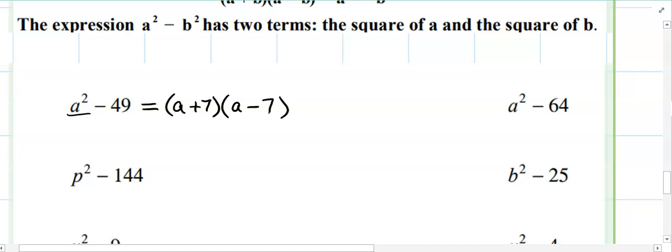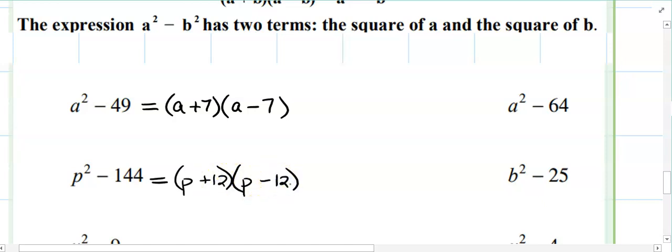Notice what we started with today would not have worked here. A squared and 49 do not have any common factor. So we can't just factor out a factor of A or a factor of 7, they don't have anything in common. But they do have a special property happening where A squared is a perfect square and 49 is a perfect square. P squared is a perfect square. 144 is a perfect square. One's positive, one's negative. The square root of p squared is p. The square root of 144 is 12.